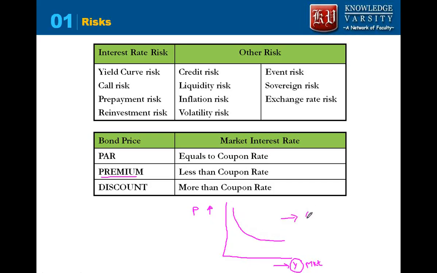This is called convex, or the price curve is said to have convexity. The shape could have been different, but this is how the shape is, because the price increases at an increasing rate. Here the price would have been increasing at a decreasing rate, so this is not the case, and this is the shape of the price-yield curve in the case of a bond.